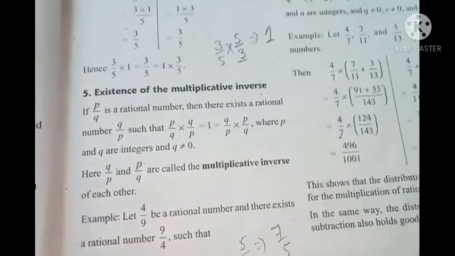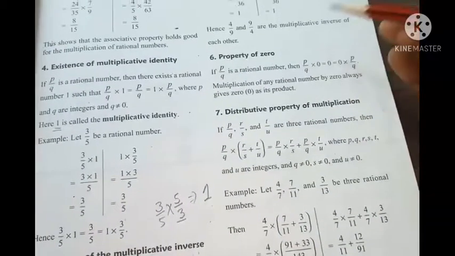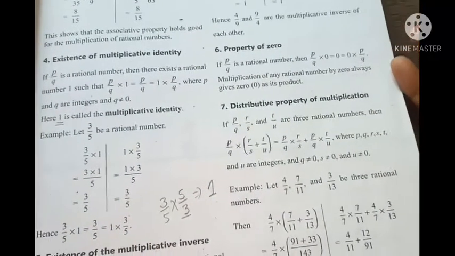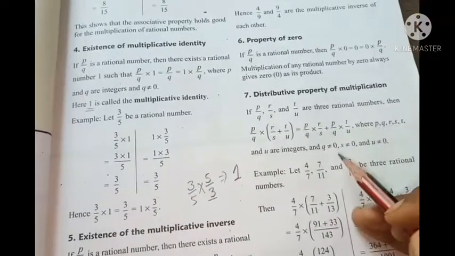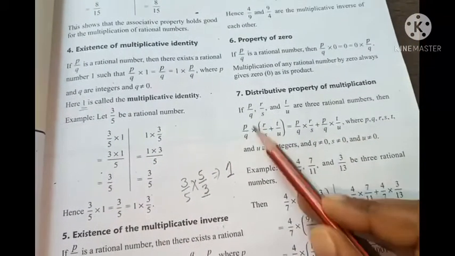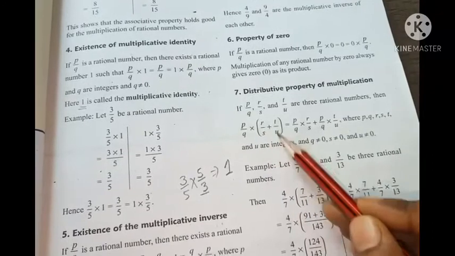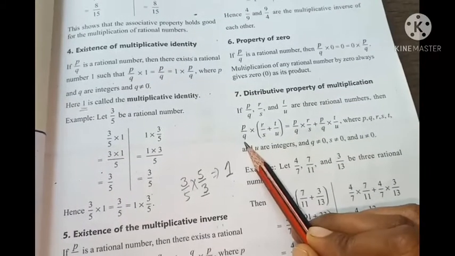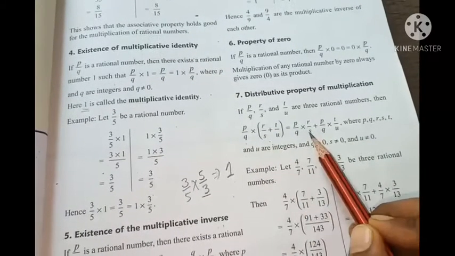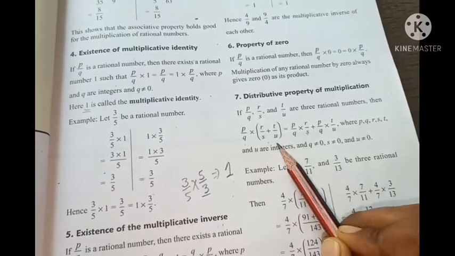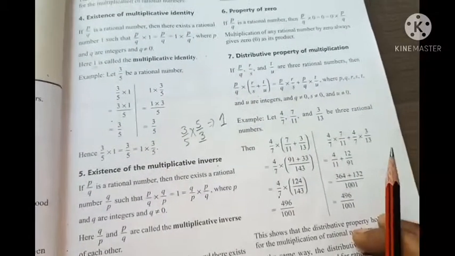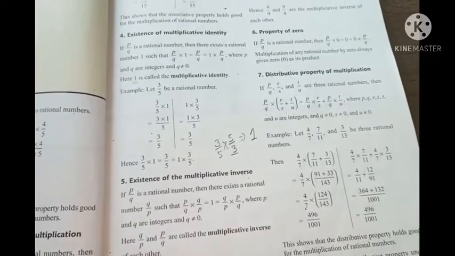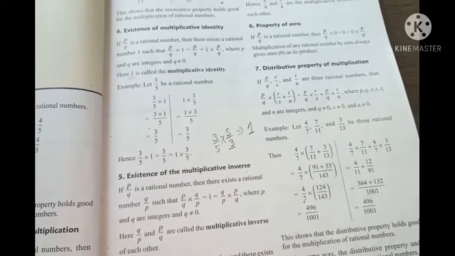Just change this. Then property of 0, same. Anything multiplied with 0, you will get 0 as your answer. Distributive property, you are distributing the numbers. P by Q multiplied by R by S plus T by U. First of all, you need to multiply P by Q with R by S, then add P by Q with T by U. Okay? Just multiply the terms, you will get the same answer. At least try on your own. Only then you will be able to understand these concepts.